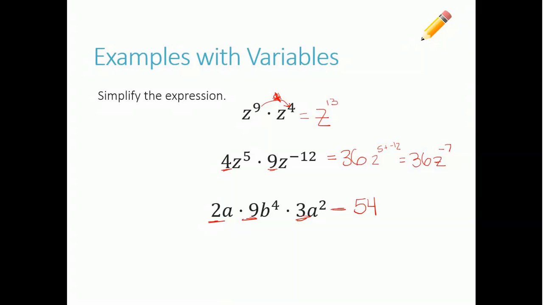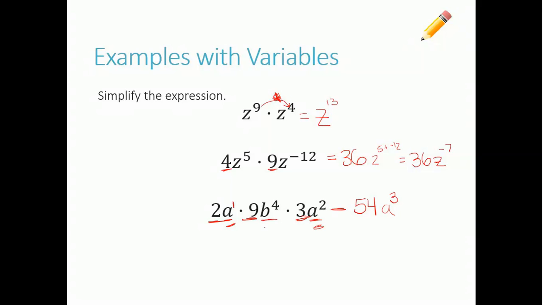I'm going to write both my A's now. Let's do my A's. So I got A to the first and A to the second. Well, this is technically, there's a little one right here. So I got A to the first, A to the second. Add my exponents to find out. So I got 1 plus 2, 3 A's total, right?